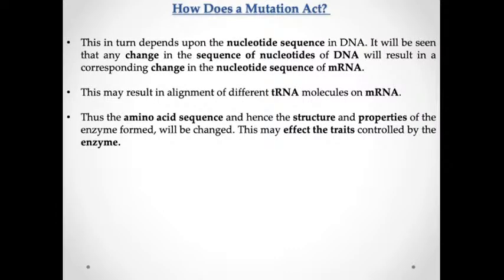So in that case, a change in the sequence of nucleotides of DNA will result in a corresponding change in the nucleotide sequence of mRNA. This may result in the alignment of different tRNA molecules on mRNA. Thus, the amino acid sequence, and hence the structure and properties of the enzyme formed, will be changed, and this may affect the trait controlled by the enzyme.